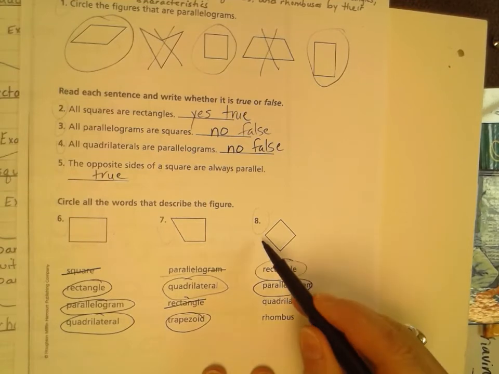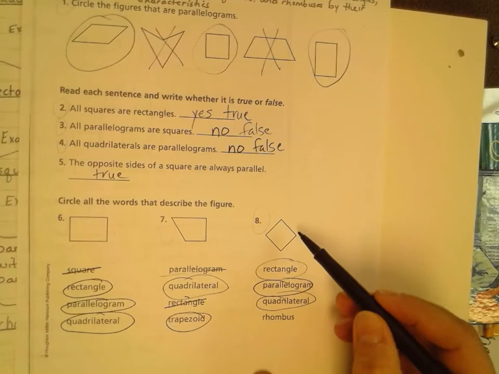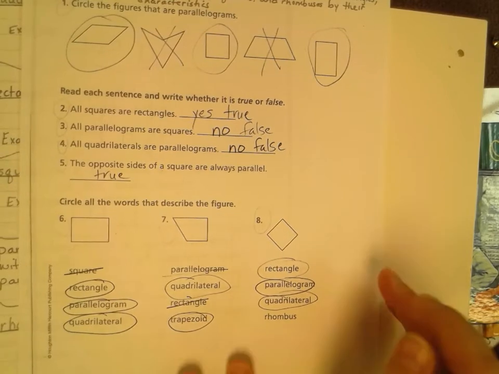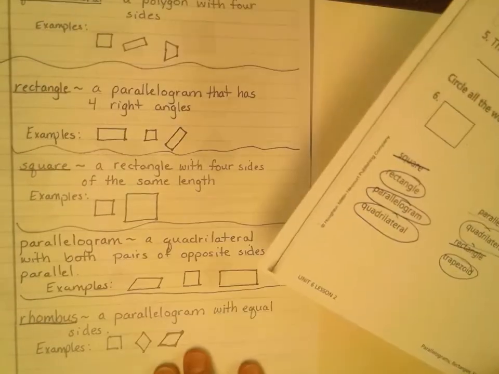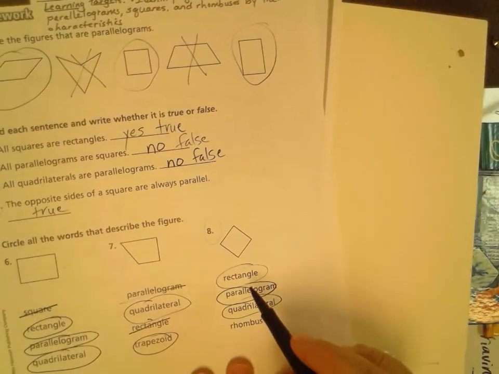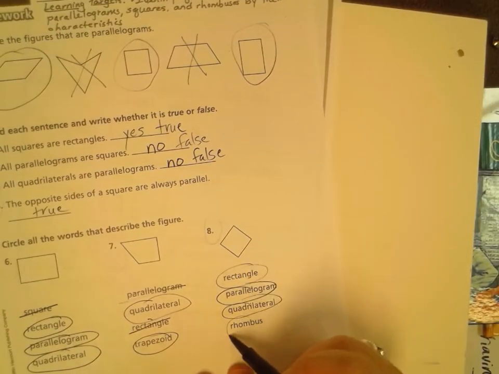Quadrilateral, 1, 2, 3, 4 sides, sure is. Is it a rhombus? So remember, what made a rhombus is it's a parallelogram with four equal sides. So it is a parallelogram and it has four equal sides.